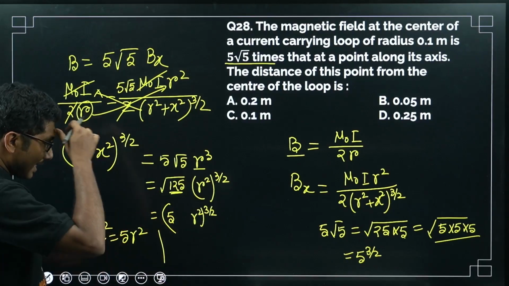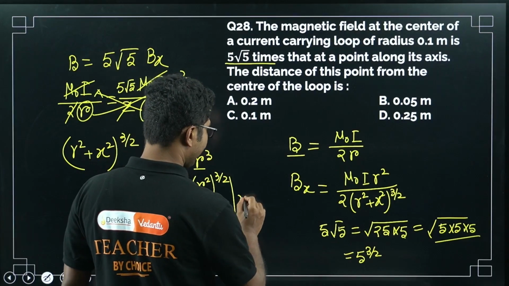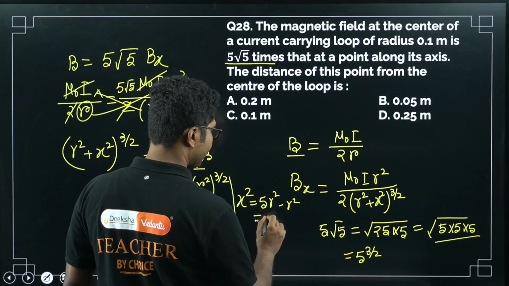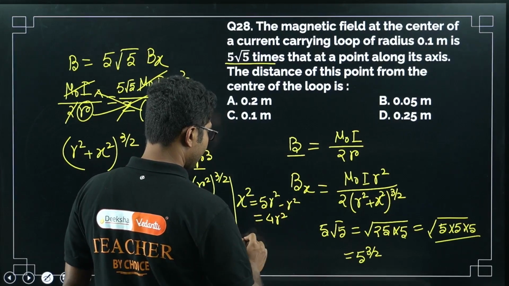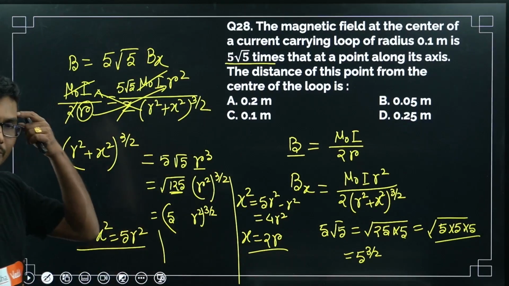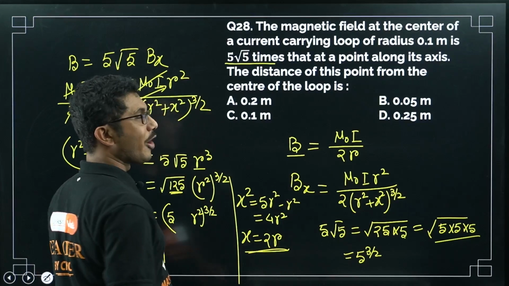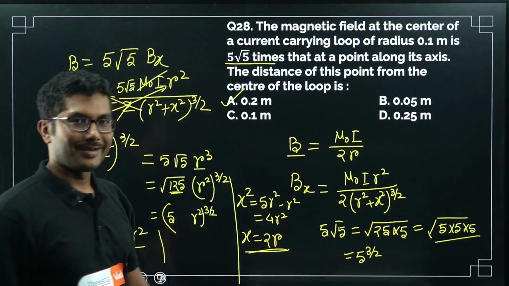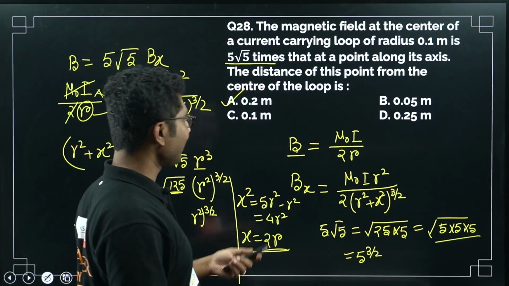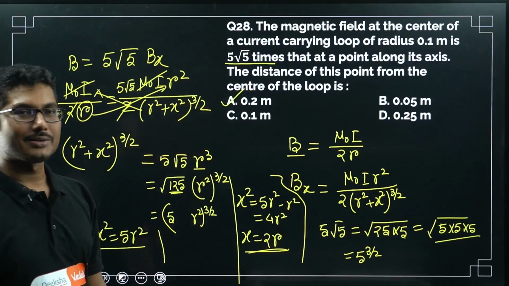Let me write it here. From here we can write x square equals 5 r square minus r square, that is 4 r square. Okay, so x equals 2r. So r was 0.1, so x will be 0.2. Right? So 0.1 was r, so x will be 0.2. Clear? Now, this is slightly complicated but not super complicated if you have understood the problem.